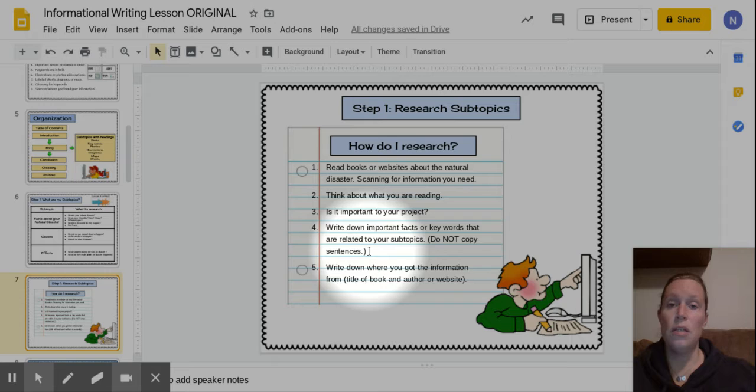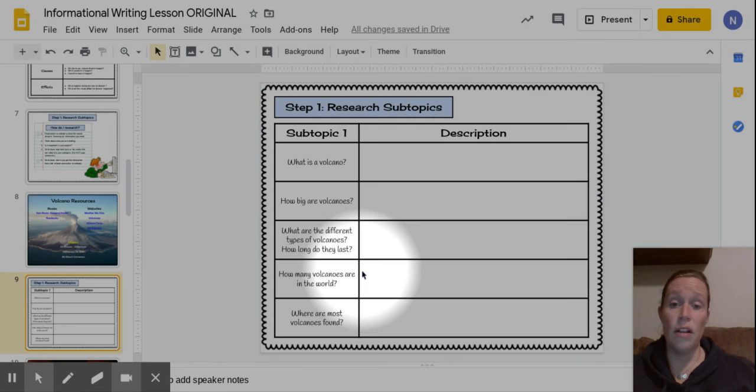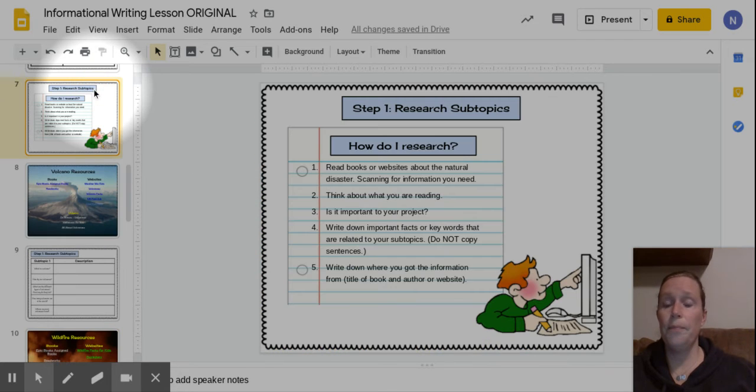Write down important facts or keywords that are related to your subtopics. Do not copy sentences. I don't want you to cut and paste, because that would be stealing somebody else's thoughts, and we talked about that in school when we discussed text evidence. You're just going to write down ideas in a notebook or on a separate piece of paper, or if you're good at remembering, you can just type them in. You can even cut and paste from a website into your Google Slide, but please try to reword it in your words, okay? Then you're going to write down where you got that information, so the title of the book. Oops, I skipped ahead, sorry about that. So that's how you do your research.